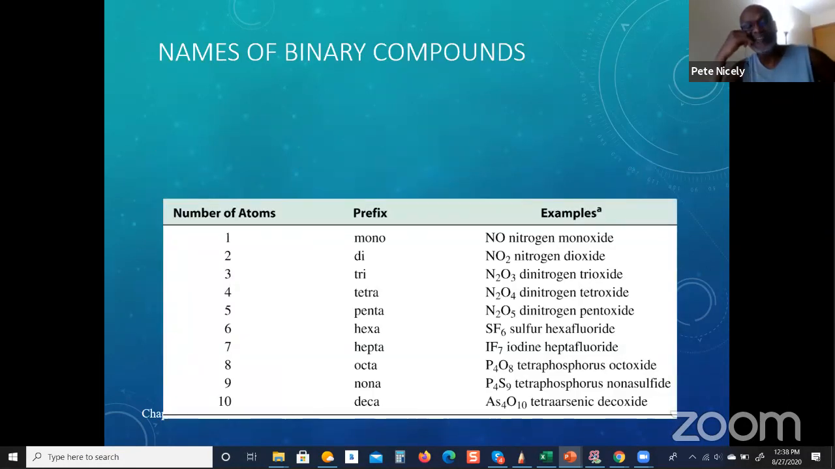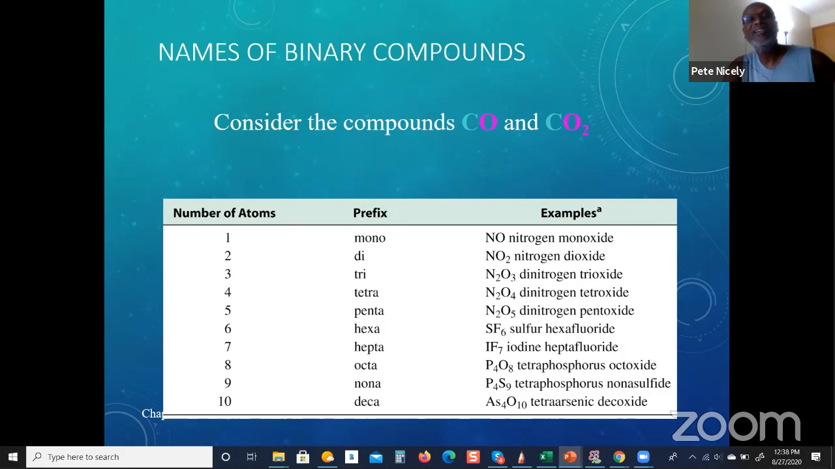So these are the prefixes that are in common use when it comes to naming binary molecular compounds. And you should know this by now: mono for 1, di for 2, tri for 3, and so on, all the way to deca for 10. And there are more beyond 10, but for all purposes, we will stop at deca for 10, all right? So this is what we use to distinguish between these two compounds.